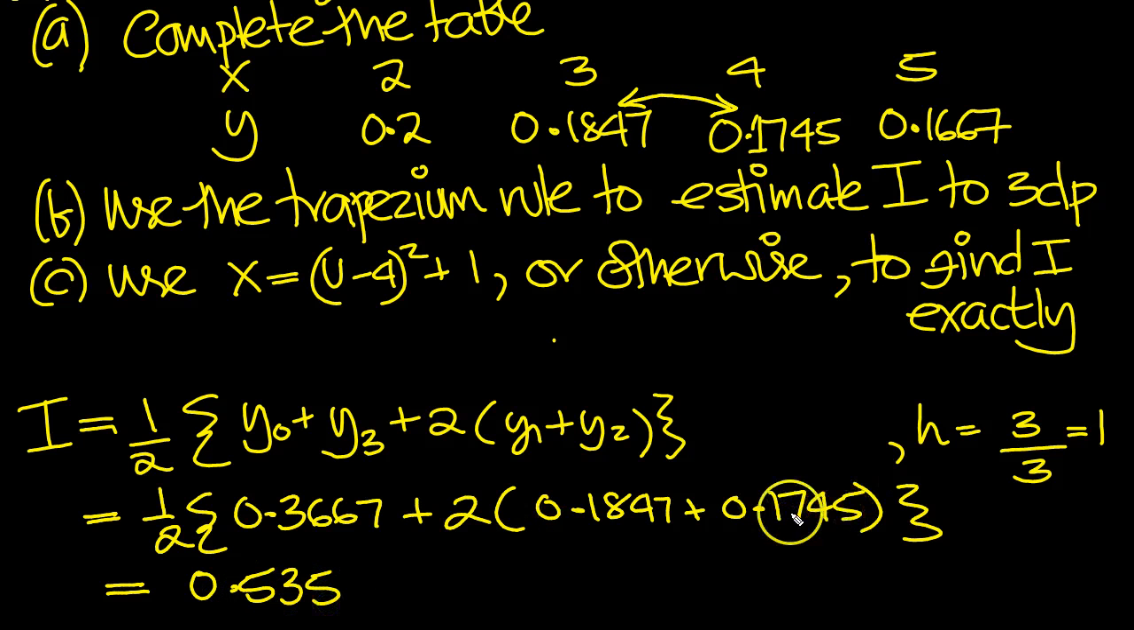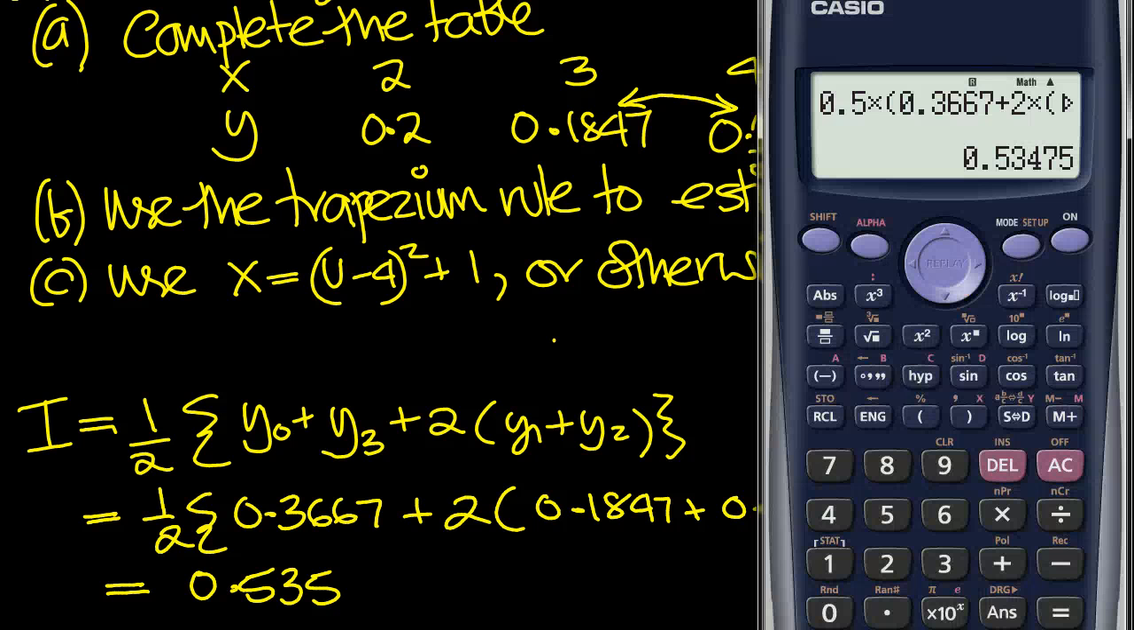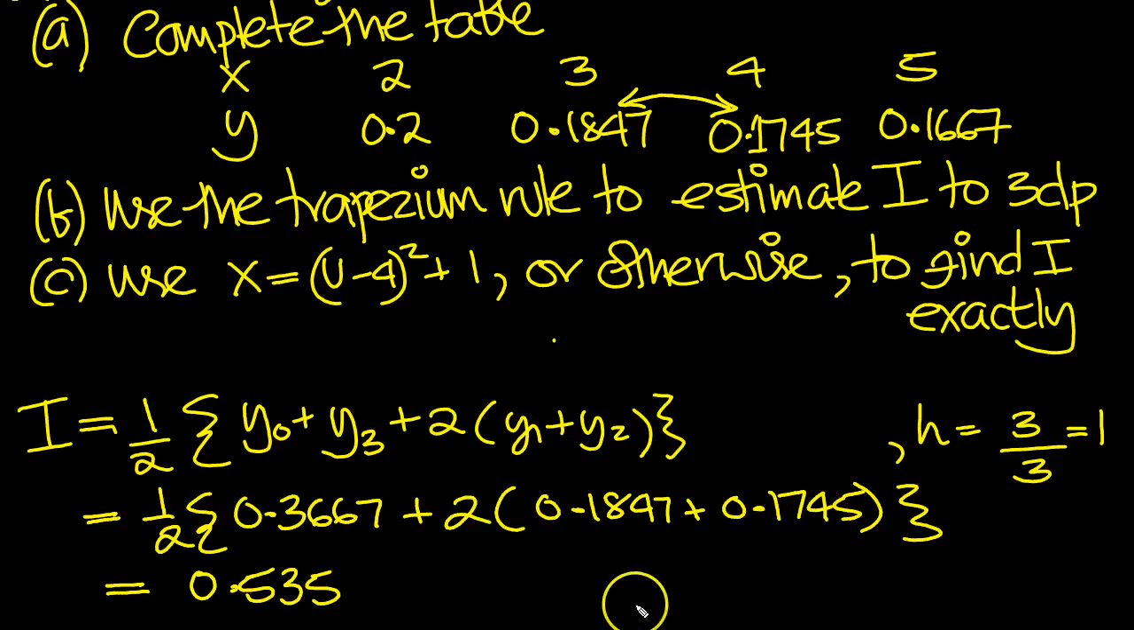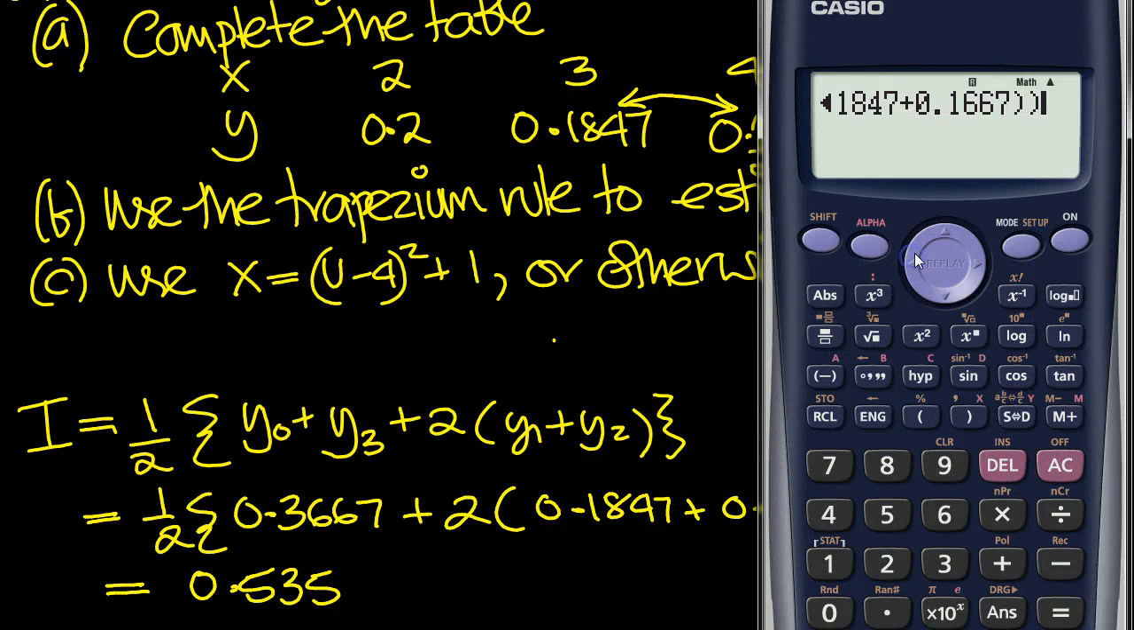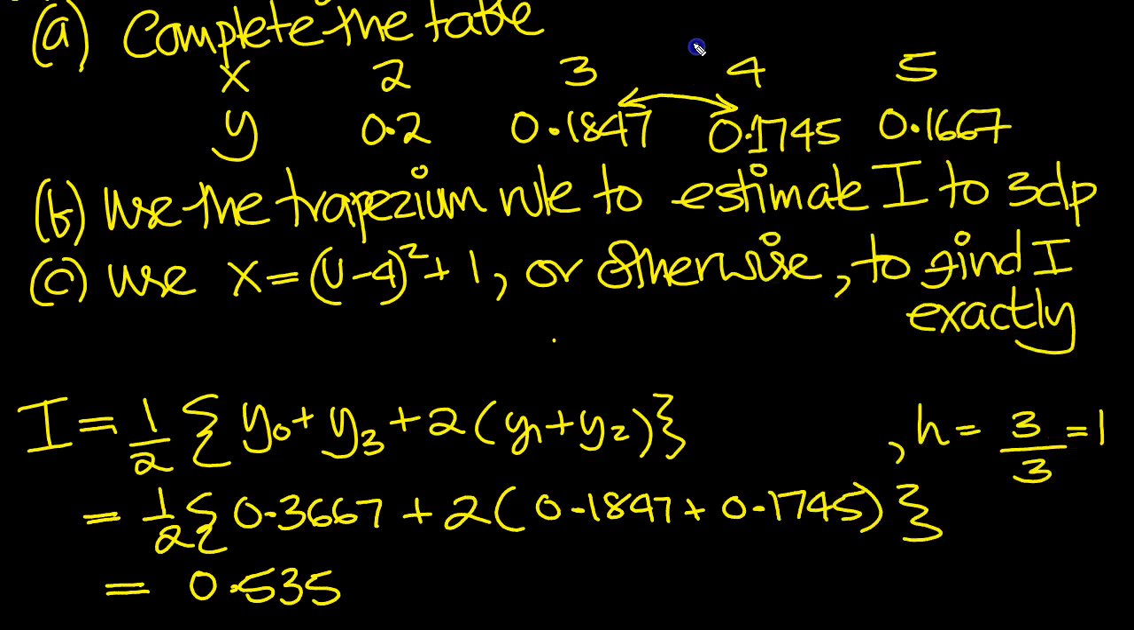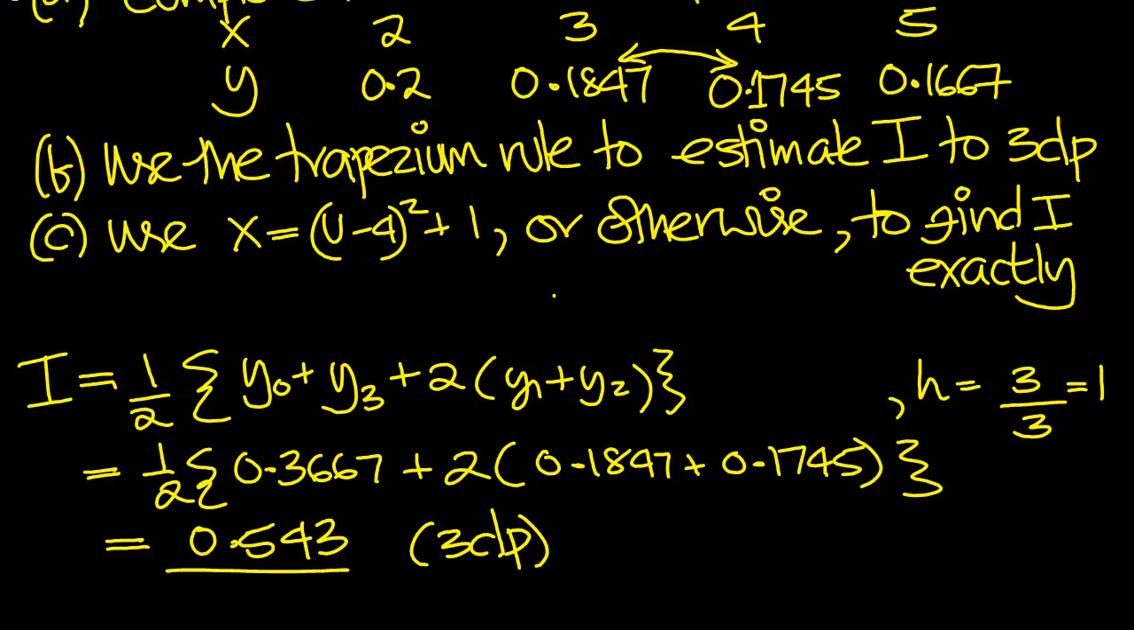0.535, but I've typed in this number wrongly, haven't I? So let's go back to the calculator and change it. I just remembered 1745, so let's put that in instead of the number I typed in. 1745, there we go. Equals 0.543 to 3 dp. Let's put that down then: 0.543, to 3 decimal places. So we only made the error because I tried to remember what number that was, and it was actually the y2 value rather than the other value which I mistakenly put in. So that's part B then.